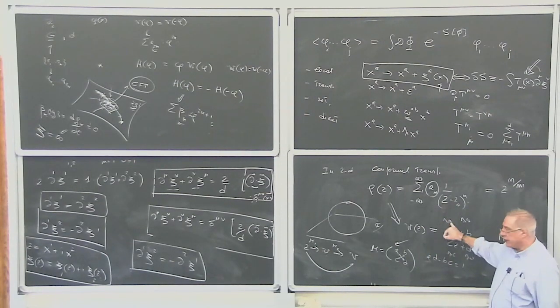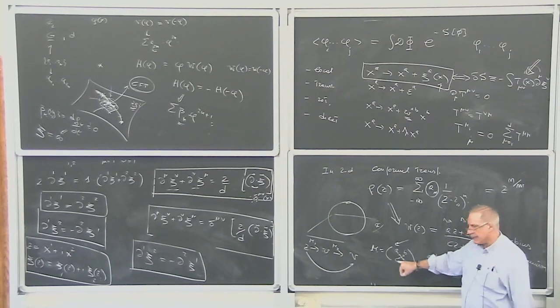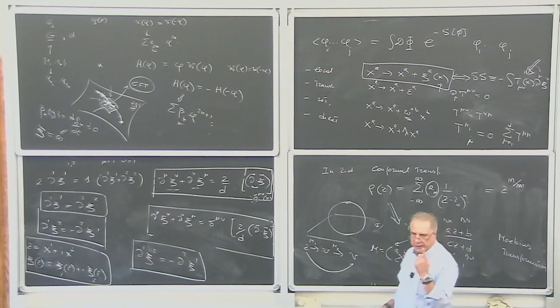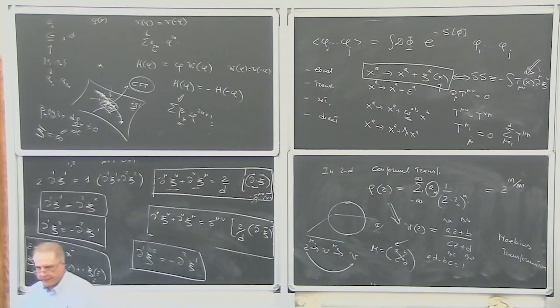So I have an overall factor that can never be fixed. This means that in this matrix, I can fix the determinant to be 1 without losing any generality. Okay? Clear? So the Möbius transformation is not associated to the numbers themselves, but to a ratio of these numbers. If I multiply them by a generic non-zero factor, the Möbius transformation is exactly the same.